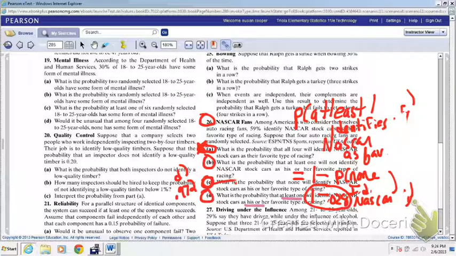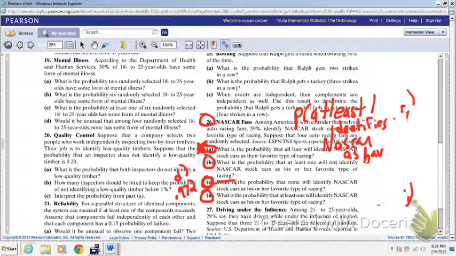But the real thing is, I just want you to get comfortable with, if I can really reiterate that, every time you see the words at least one, the probability that at least one will do something, it's really 1 minus the probability that none will do something. So you're always utilizing that complement rule. All right, hope that helps.